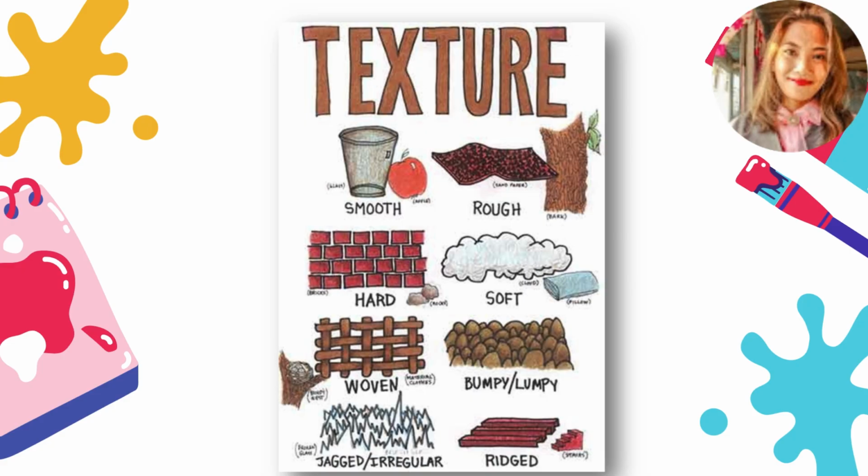We have different types of textures. We have smooth, rough, hard, soft, woven, or bumpy. Those are the different kinds of texture. Now let us watch the song for texture. Okay, just kindly click the link and then watch the texture song. And then after that, let us move on to the next slide.